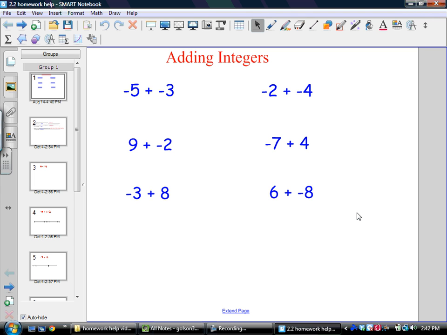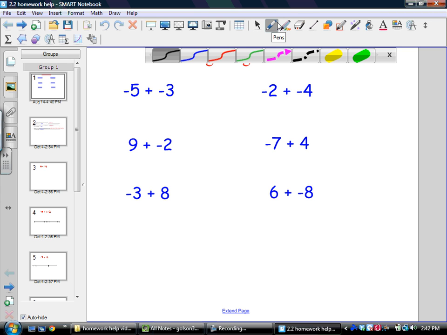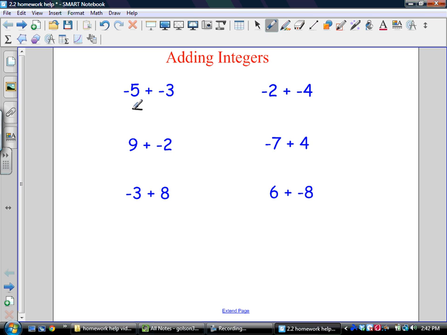Okay, the correct answers to these. The first one up here, -5 plus -3, when you add those, you should get -8. So if you got that, great. The second one, -2 plus -4, is going to give you -6. 9 plus -2 is going to be +7.